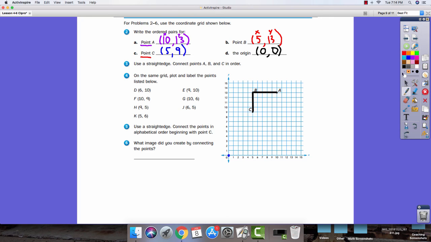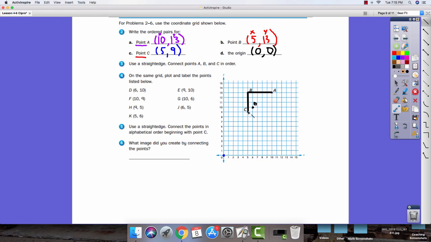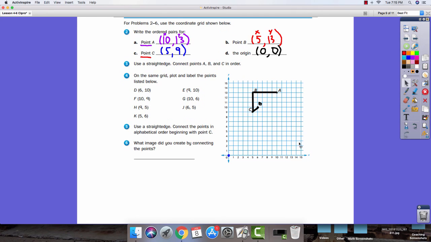For example, I'll do one for you. If I plot the point D, 6, 10, that means I need to go over 6 and up to 10. So up to 10, I'm going to label that point D. And then I'm going to use my straight edge again, and I'm going to connect from point C to point D, like that, okay? When you're all done with everything, you'll get an image. You should actually get a number, okay?